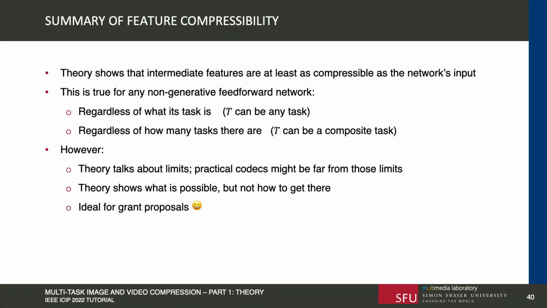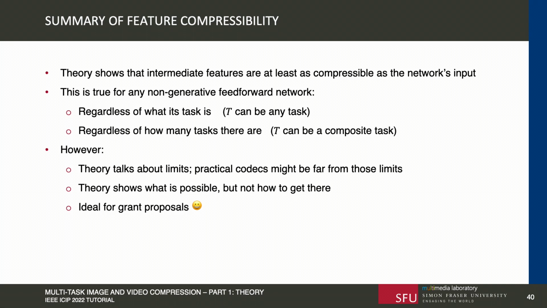And this is true regardless of what the task is. Remember, we didn't assume anything about what this T is. So task can be anything. And in fact, there could be more than one task, right? So you can imagine that the output T is some composite tensor that includes object bounding boxes, class labels, segmentation masks, pose orientations, or anything. So this is also true in multitask models.